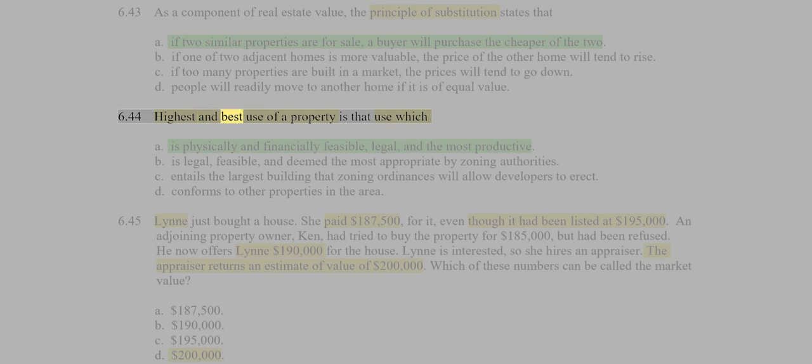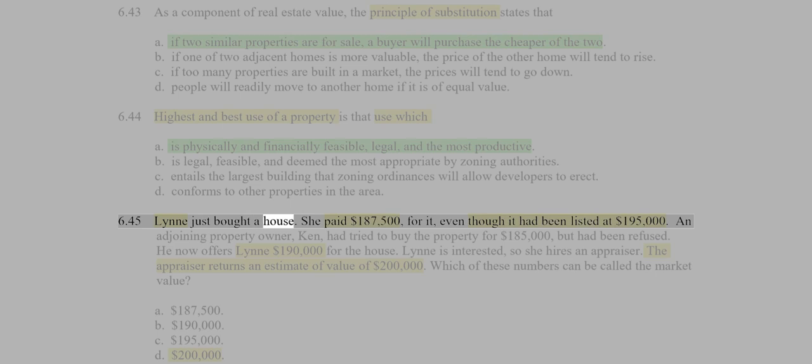6.44 Highest and best use of a property is that use which A. Is physically and financially feasible, legal, and the most productive. B. Is legal, feasible, and deemed the most appropriate by zoning authorities. C. Entails the largest building that zoning ordinances will allow developers to erect. D. Conforms to other properties in the area.